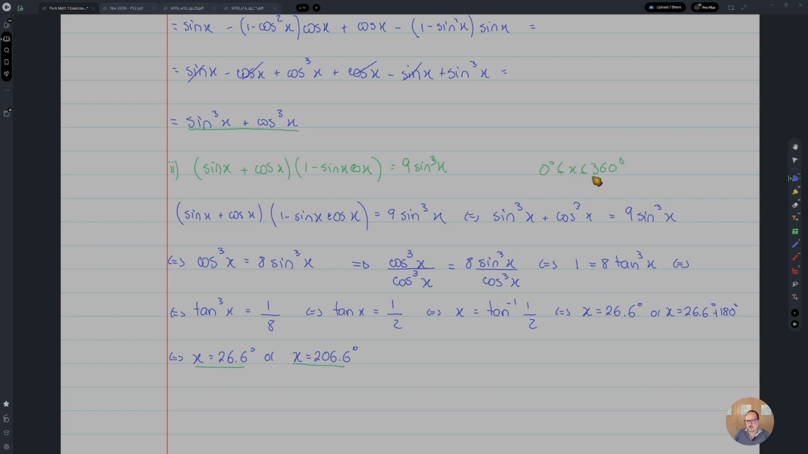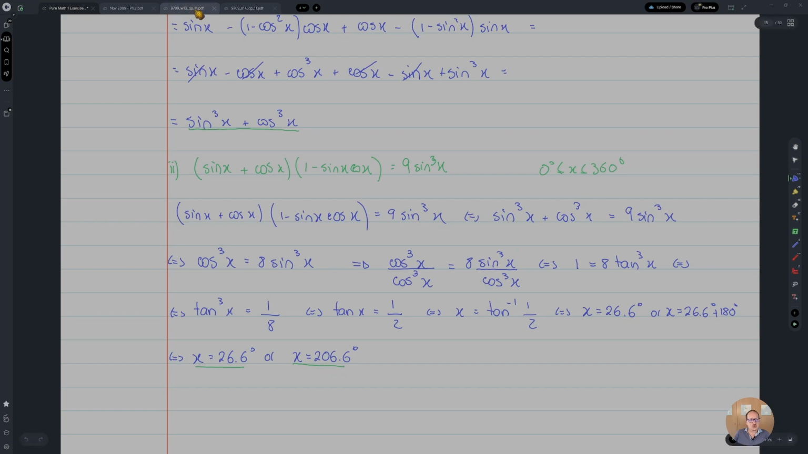But you have to look at the interval now and be aware of how the period of the tan function works. So if you add 180 degrees to this result, the tan of that value is also going to be 1/2. And it's still within that interval. So the two possible results are these two over here.